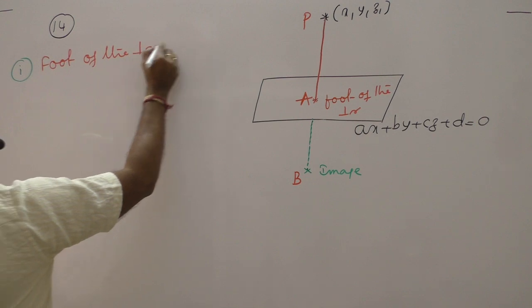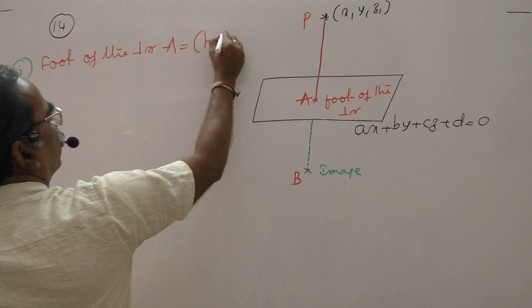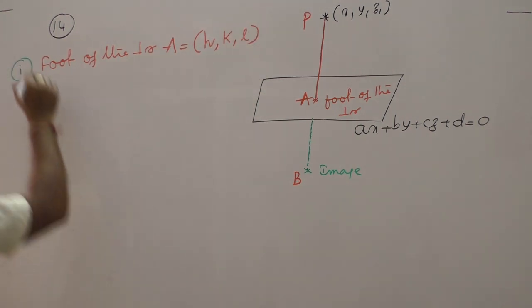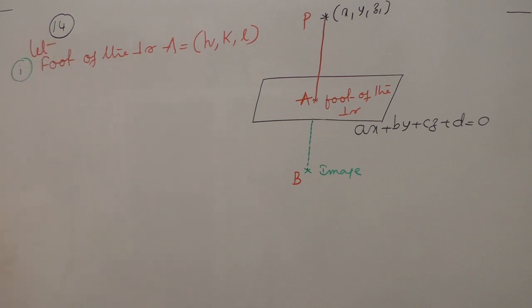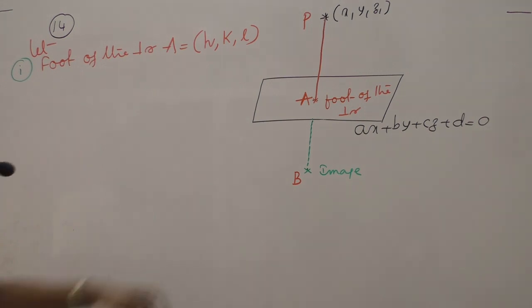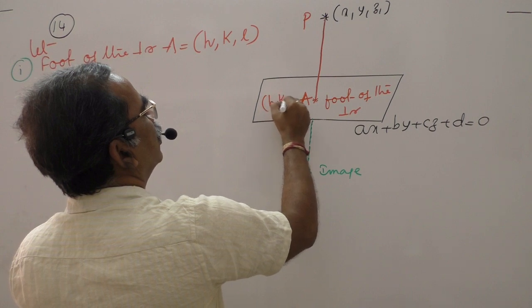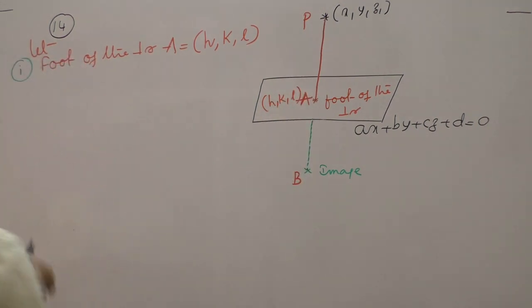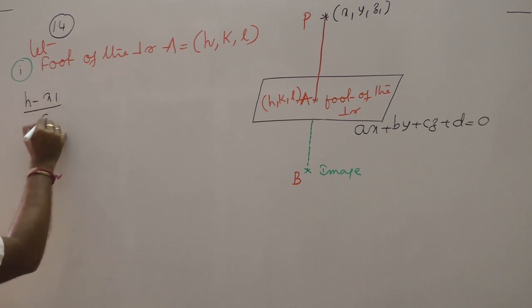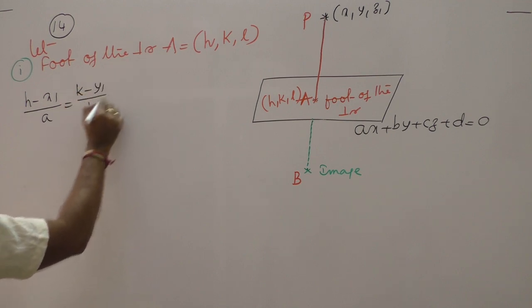suppose the foot of the perpendicular capital A is equal to H comma K comma L. Let foot of perpendicular capital A be H comma K comma L. This H comma K comma L can be found using this relation. Which relation? H minus X1 by A is equal to K minus Y1 by B.